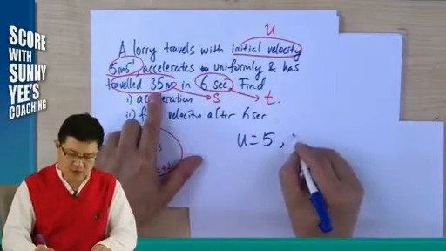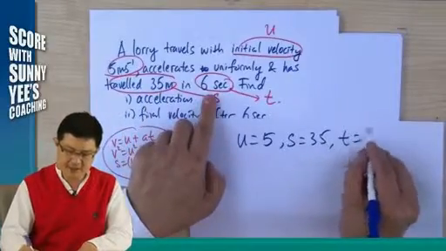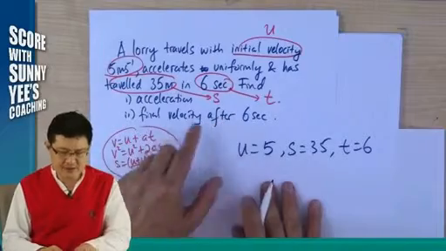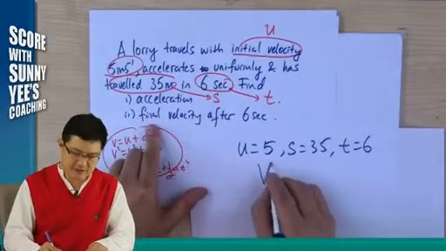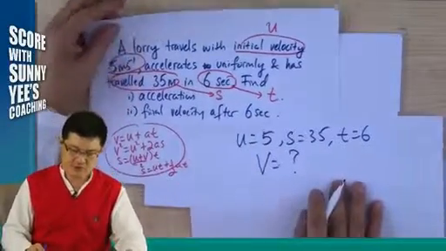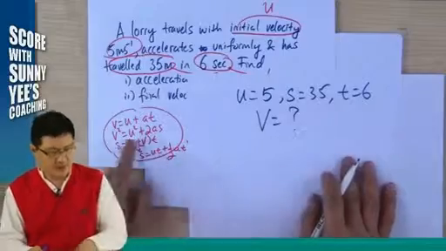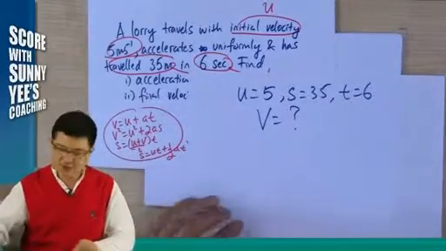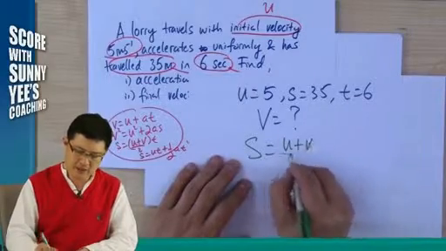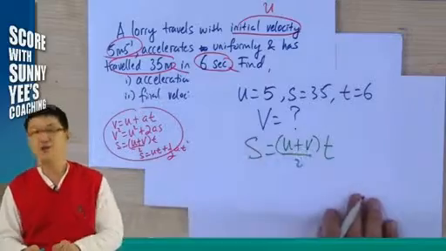I have total S is 35 meters. It all happened in 6 seconds. And the second question is, find the final velocity. Final velocity means V after 6 seconds. So you have U, you have V, you have S, you have T. Which formula to use? I'm going to use the third formula: S equals (U plus V) divided by 2, times T, because V is unknown here.